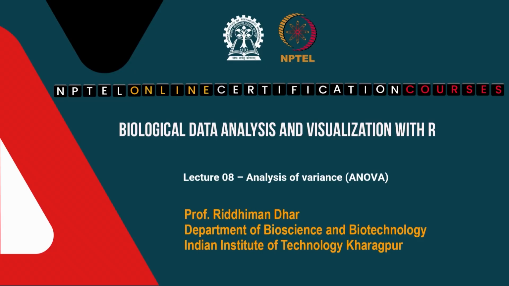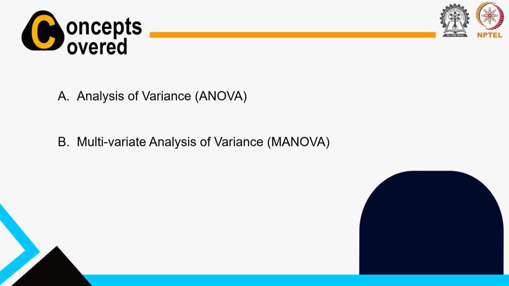In this class, we will be talking about another statistical method that is very widely used in biological data analysis. It is called analysis of variance or ANOVA. So, these are the topics that we will be talking about here. First is analysis of variance ANOVA, and then we will talk about multivariate analysis of variance or MANOVA.